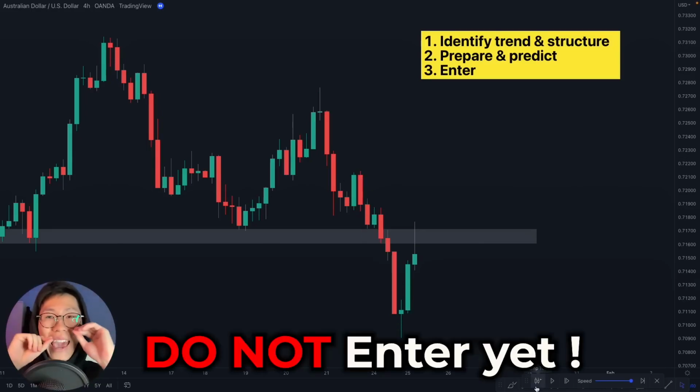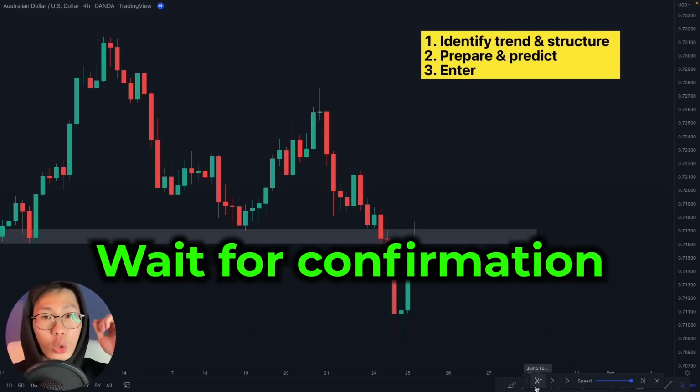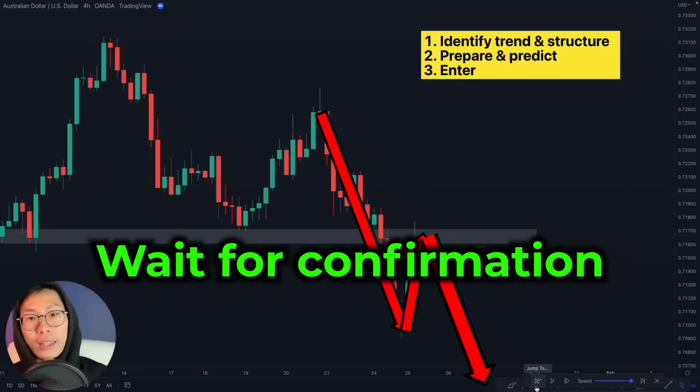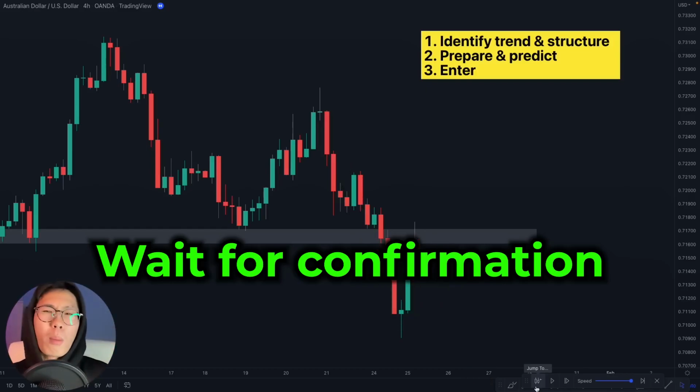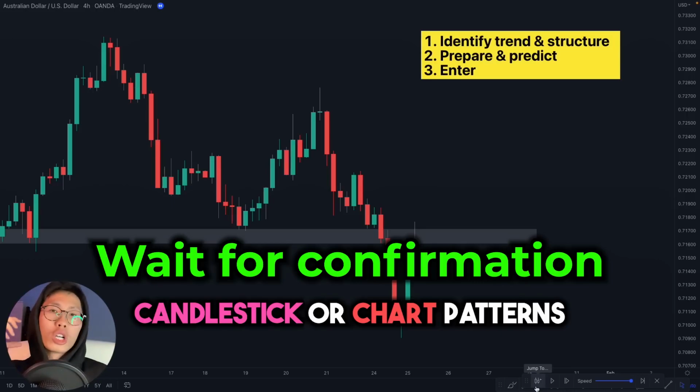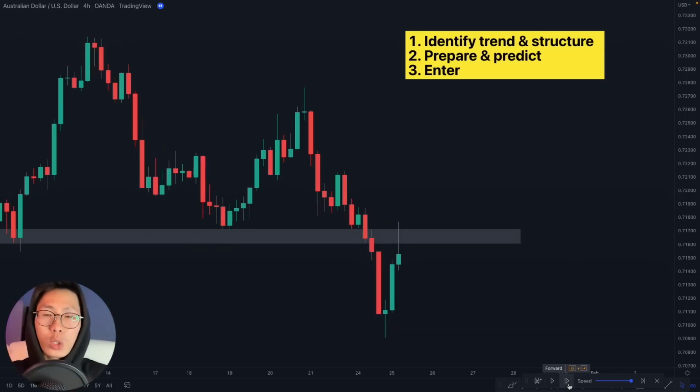But with that said, you cannot enter for a sell position right here yet, because you need to wait for some sort of signs and confirmation that tell you that price is going to reverse and head back down and continue this downtrend. And this sign could be in the form of some sort of candlestick patterns or chart patterns. So right now, price has not shown us that yet, so we will just continue waiting. So now we just wait for some sort of signs that tell us to enter for a sell.